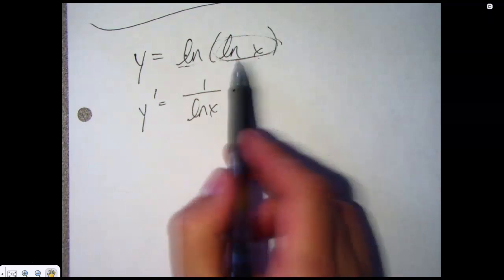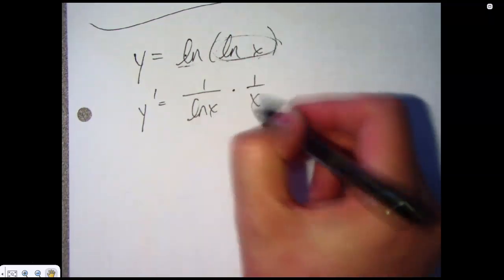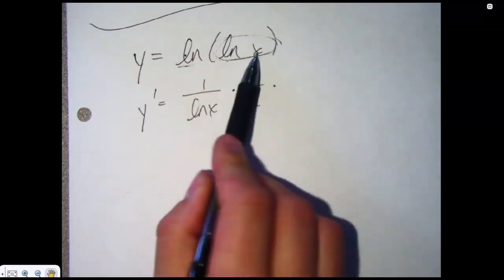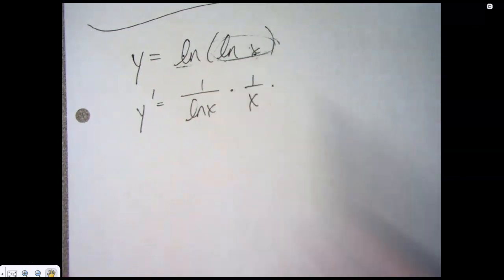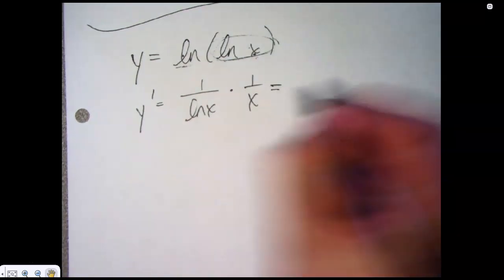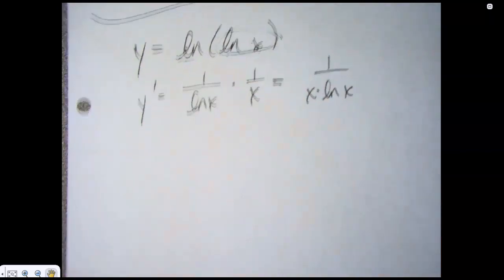Times, and then go down to this next level. What's the derivative of ln of x? 1 over x. Times, and then go down to this level. What's the derivative of the x? 1. So I don't even need anything there. But if this was like 6x or something, you'd have something else there. And so this just becomes 1 over x times ln of x. How many of that?